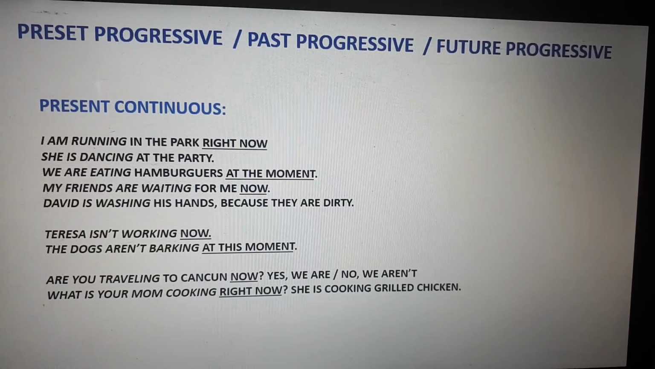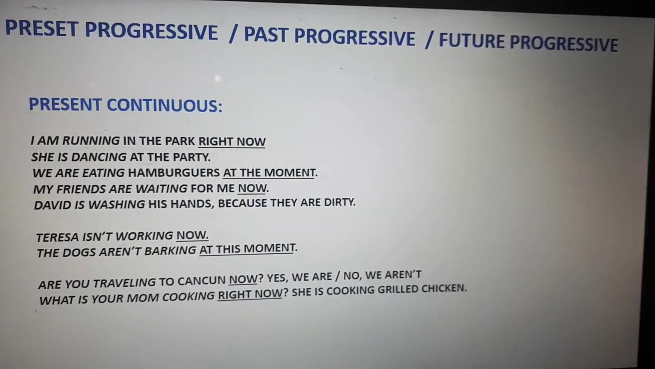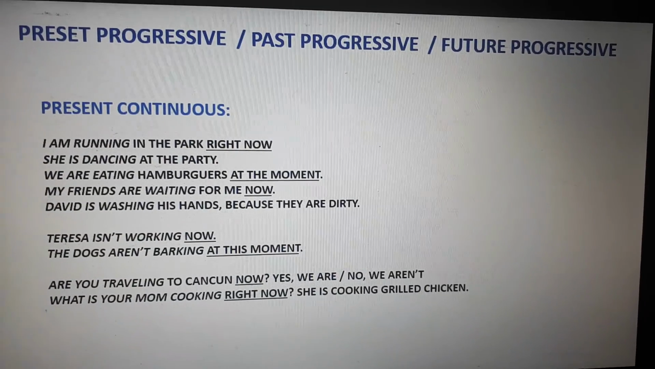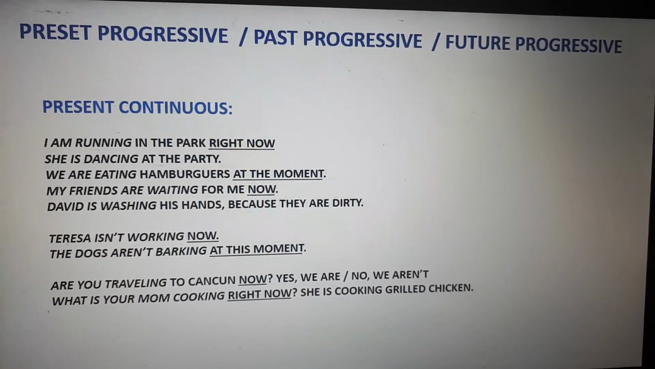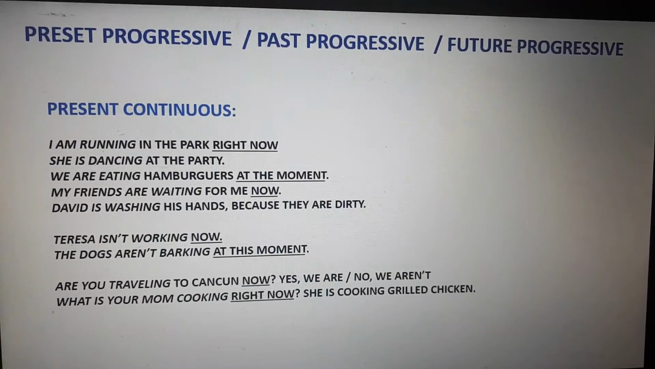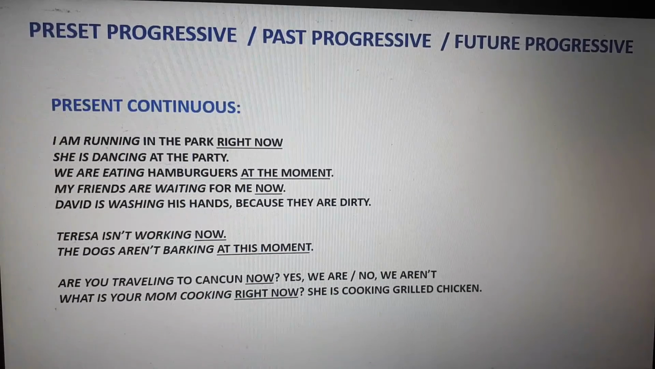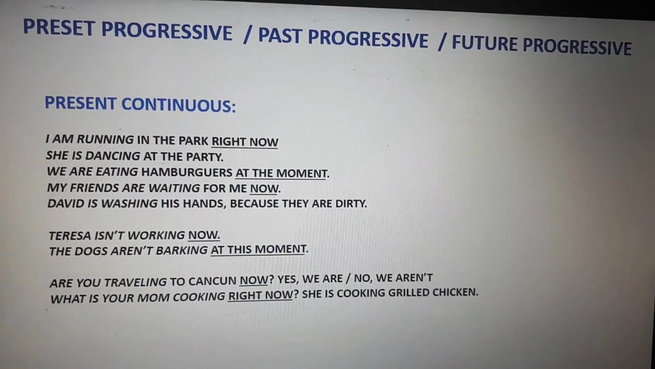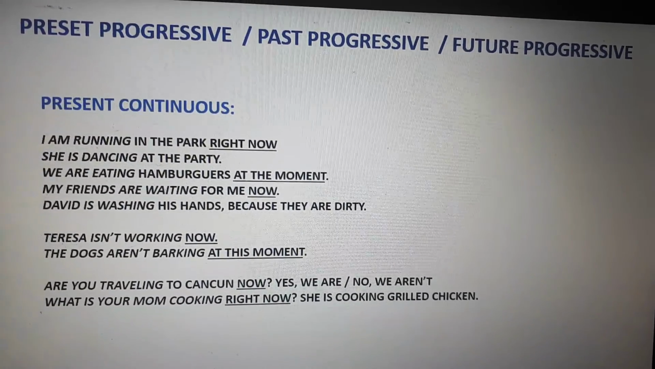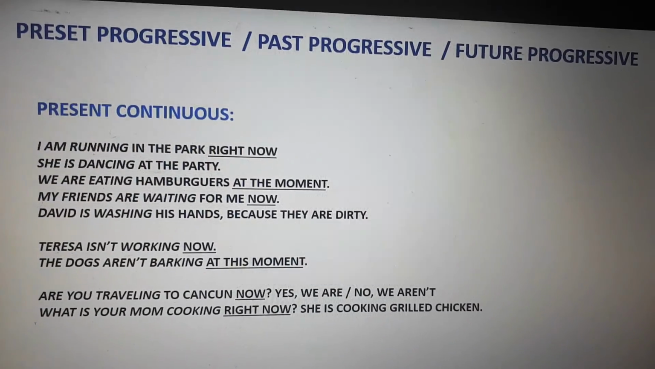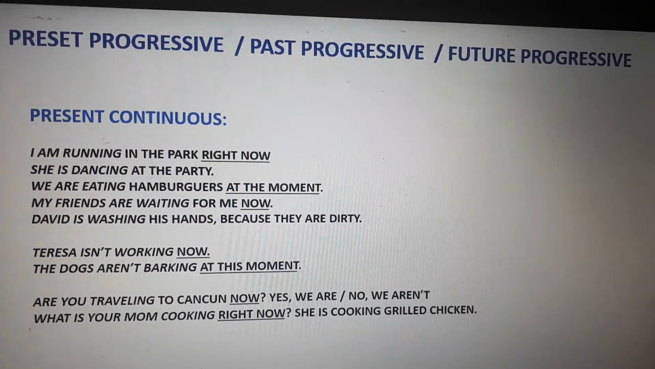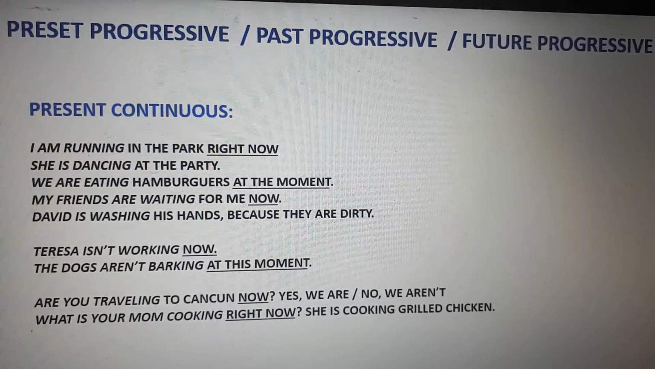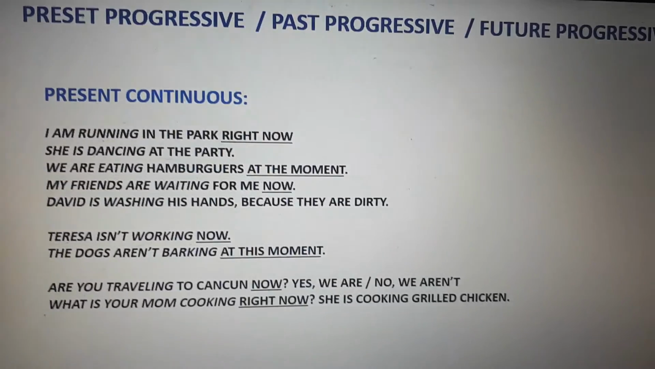I just wrote more information about the present progressive, past progressive, and future progressive. Okay, so you can see the difference between the three tenses. So I wrote some examples for you, and some specific words that can help you define which is present, which is past, which is future progressive, or continuous. Remember that progressive and continuous are synonyms, okay?